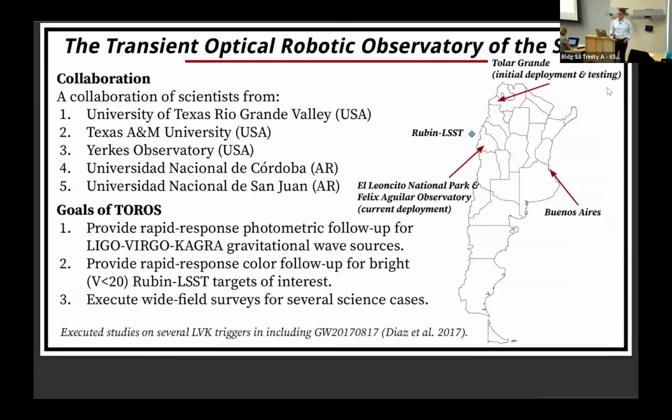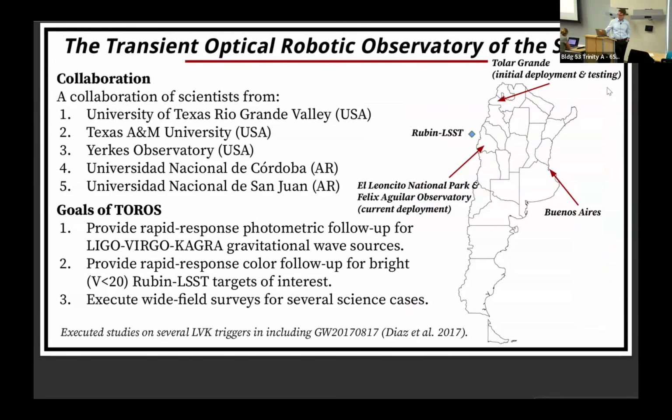TOROS is a collaboration of a couple of Texas universities, as well as a couple of universities in Argentina. We've done a lot of work providing rapid response photometric follow-up for LVK sources over the past 10 years or so. And we now want to try to pivot to do some bright follow-up of Rubin LSST sources.